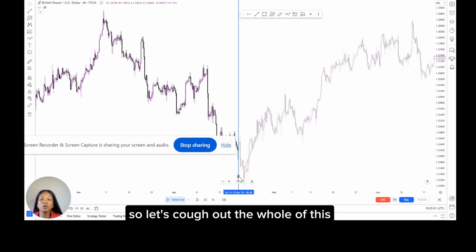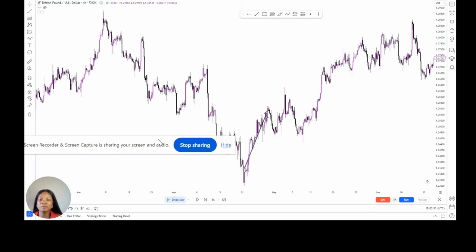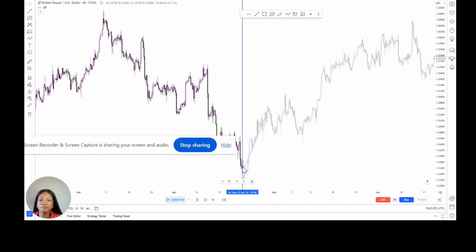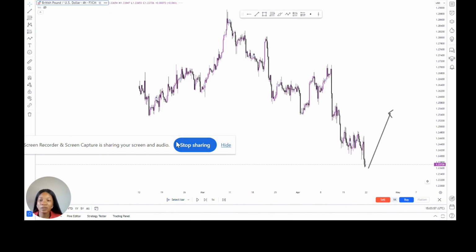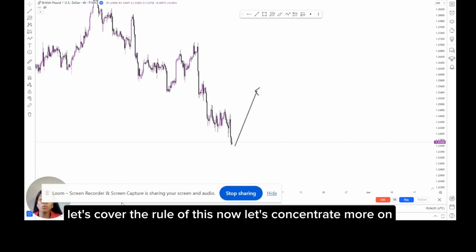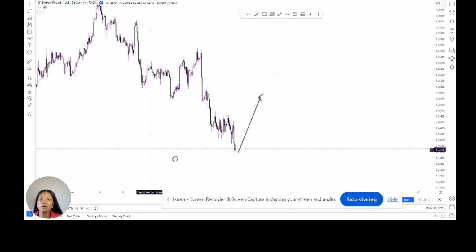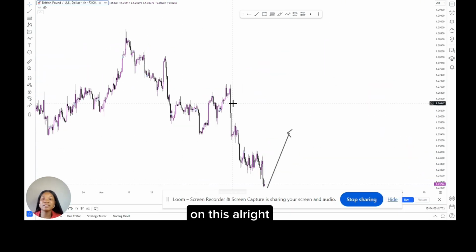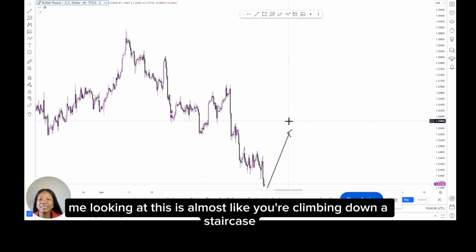So let's cut out the whole of this. Now let's concentrate more on this. All right. Men, looking at this is almost like you're climbing down a staircase.